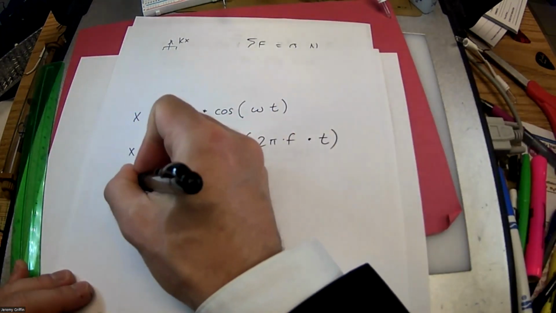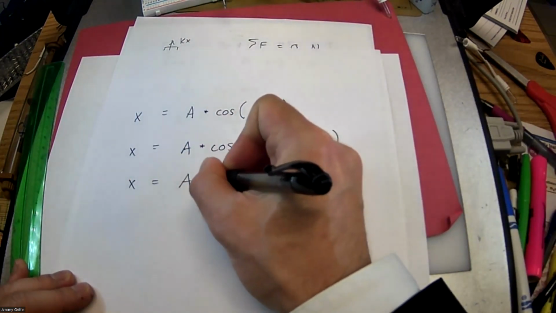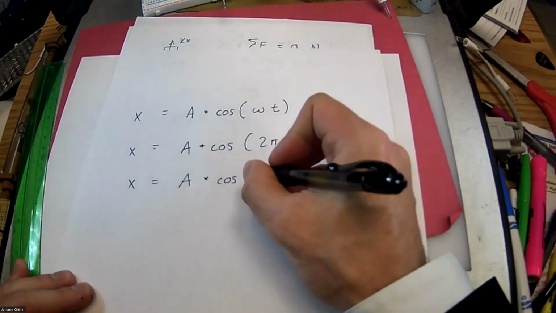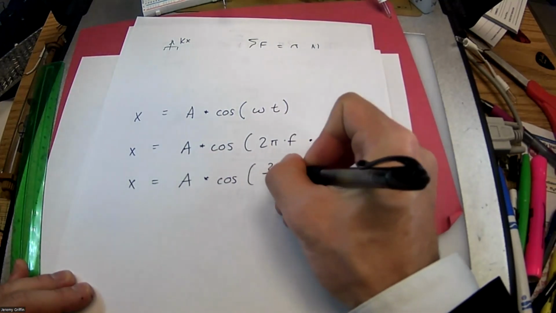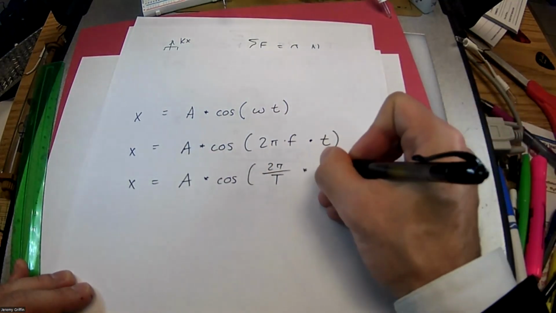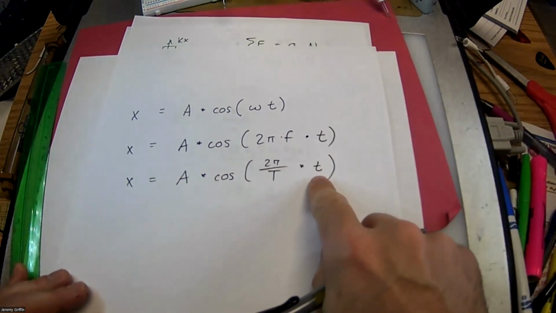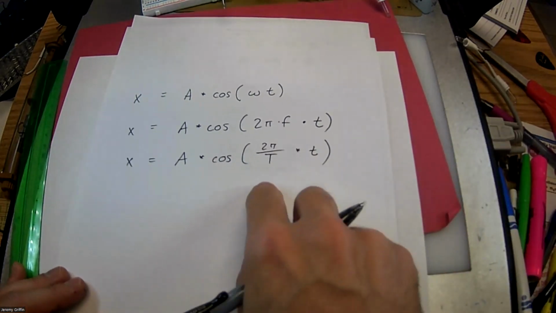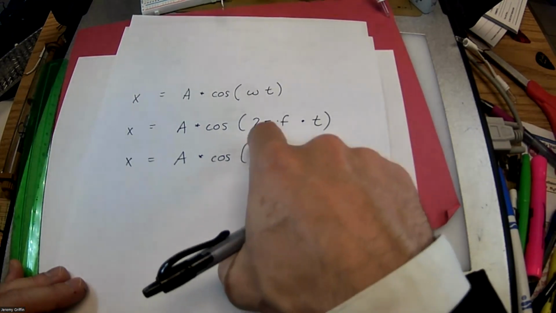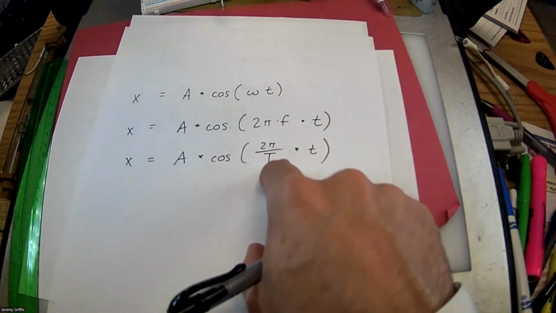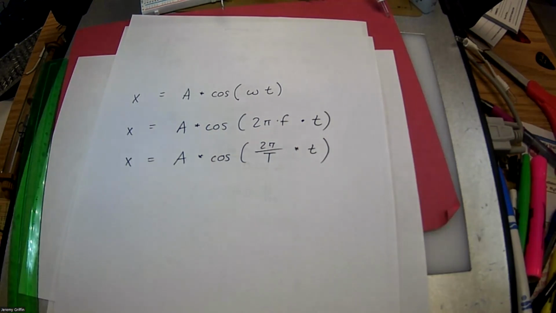Or if you like, you can even do this: A times cosine, where A is amplitude, of 2 pi divided by the time period times the time, which is the independent variable. So can you get the time period from knowing this? Yeah, you can get the time period.